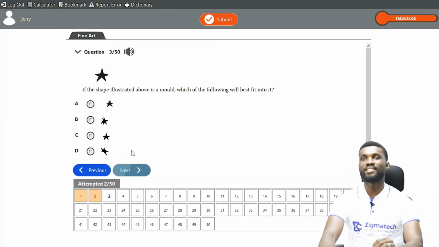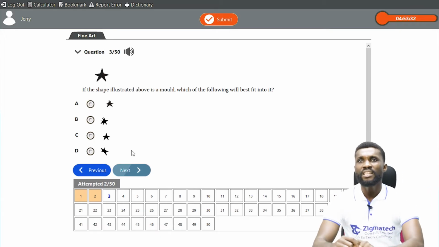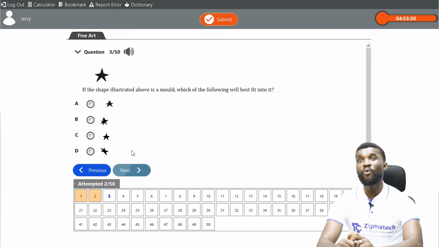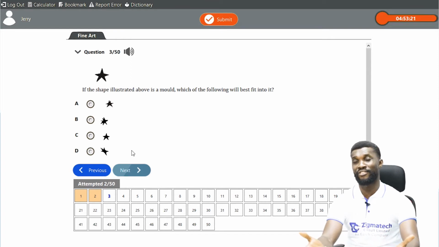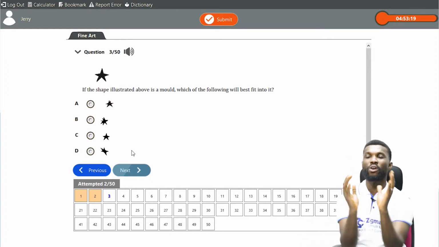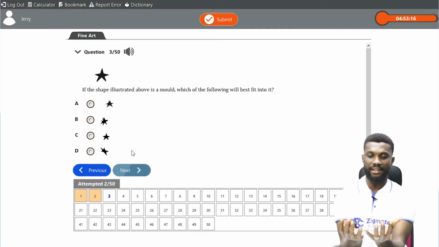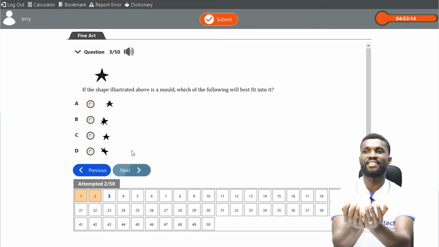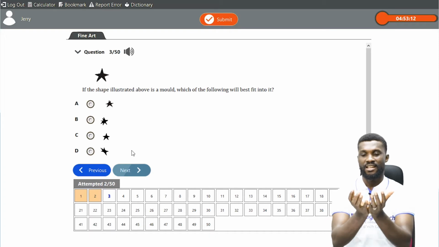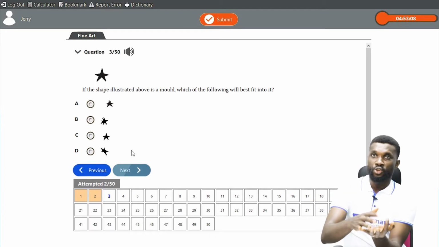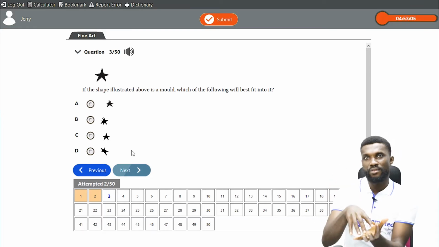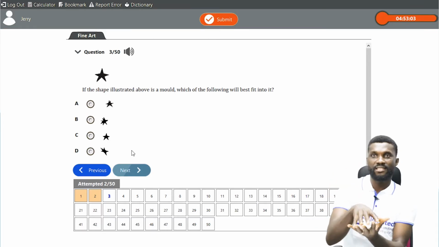All right. So now let's see question number 3. The shape illustrated above is a mold. Now, which of the following will best fit into that mold? Beautiful. So this is a very cheap question. Now, what is a mold? A mold is like a plate that, if you fill it up with any medium, you can actually recreate the shape of that plate.